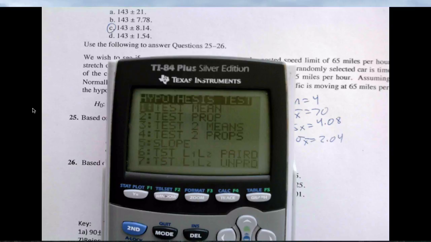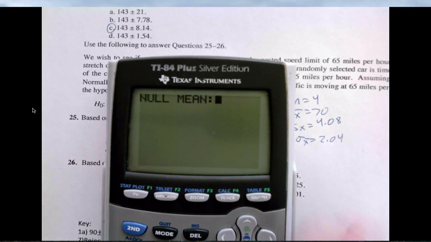So now I'm going to run the hypothesis test on a mean. The null mean was 65.